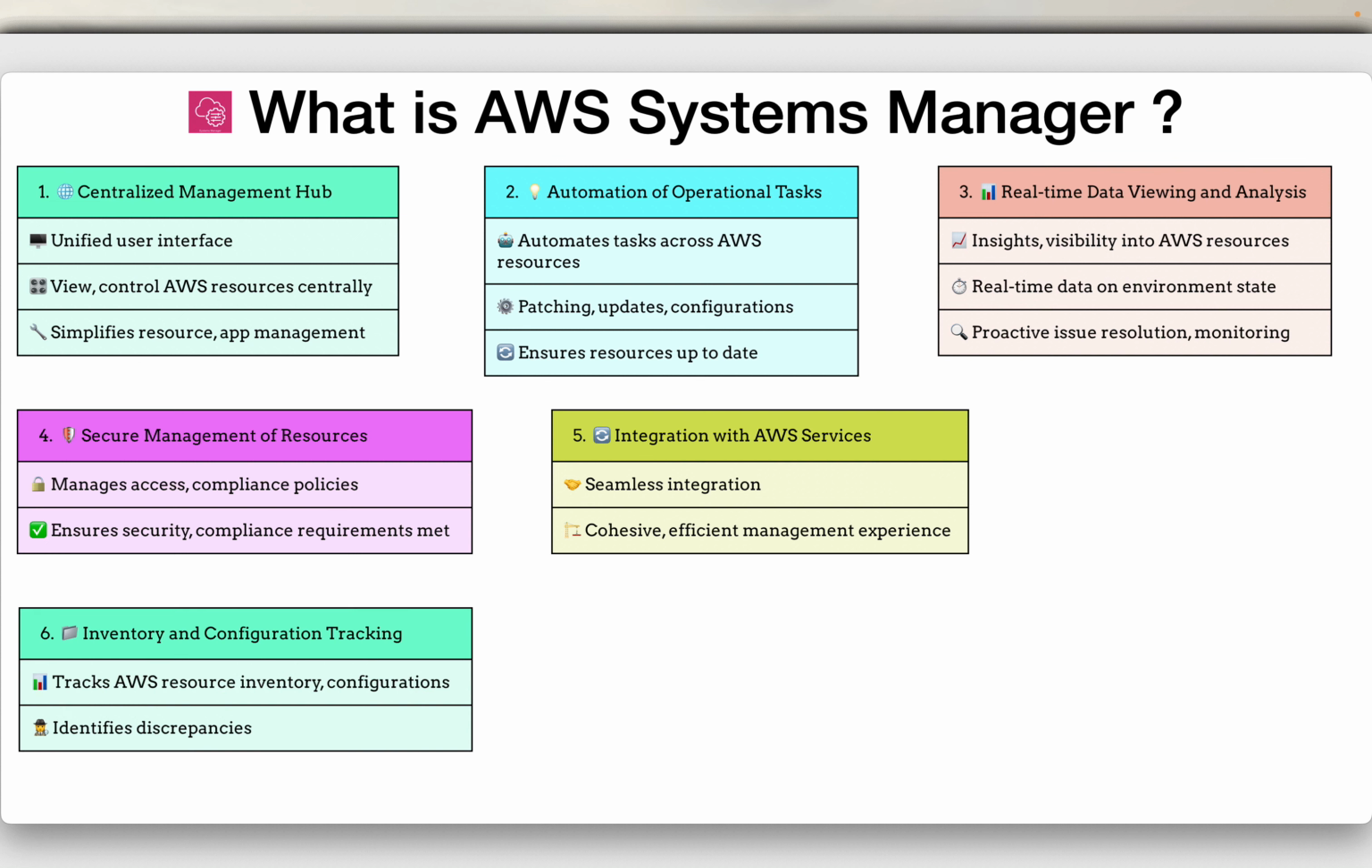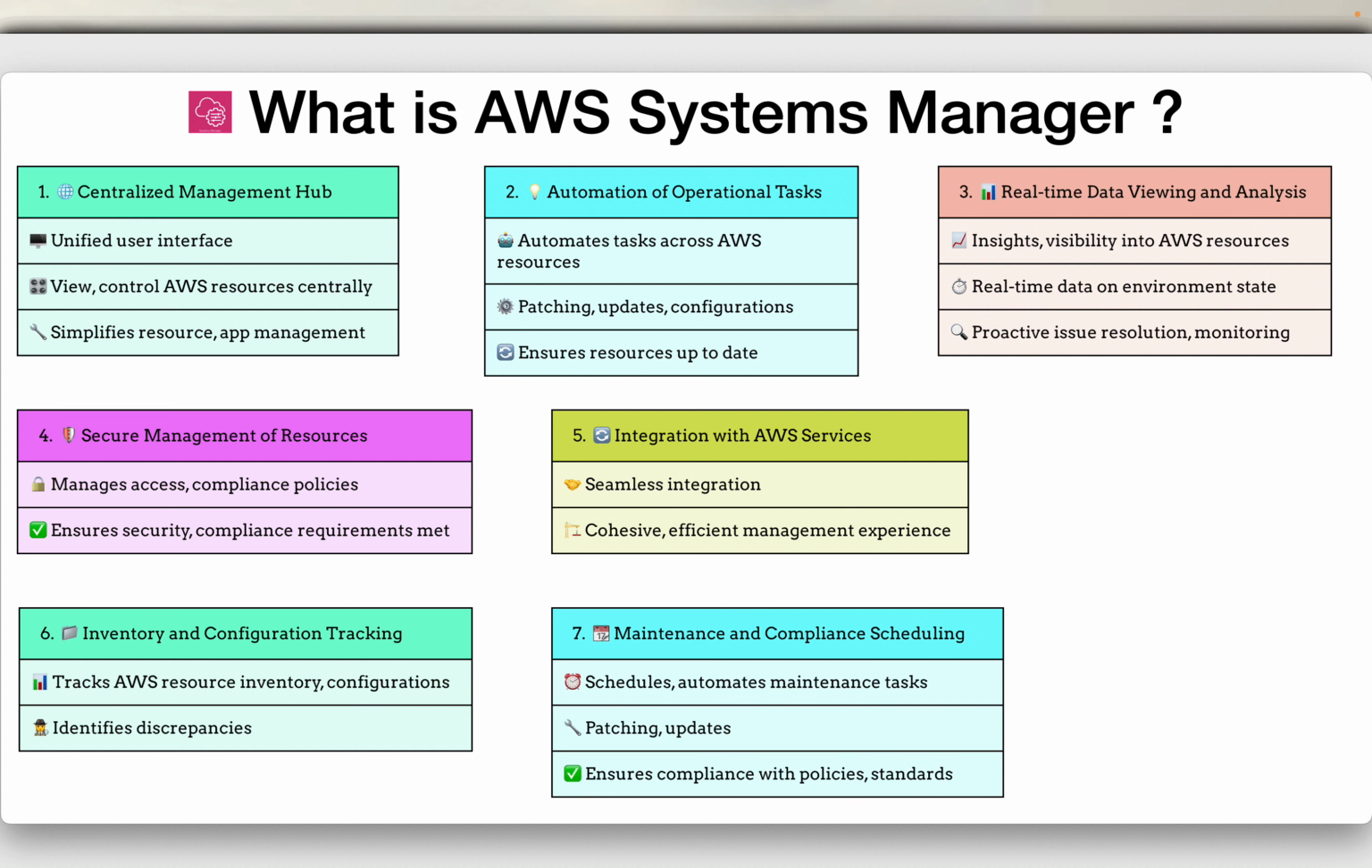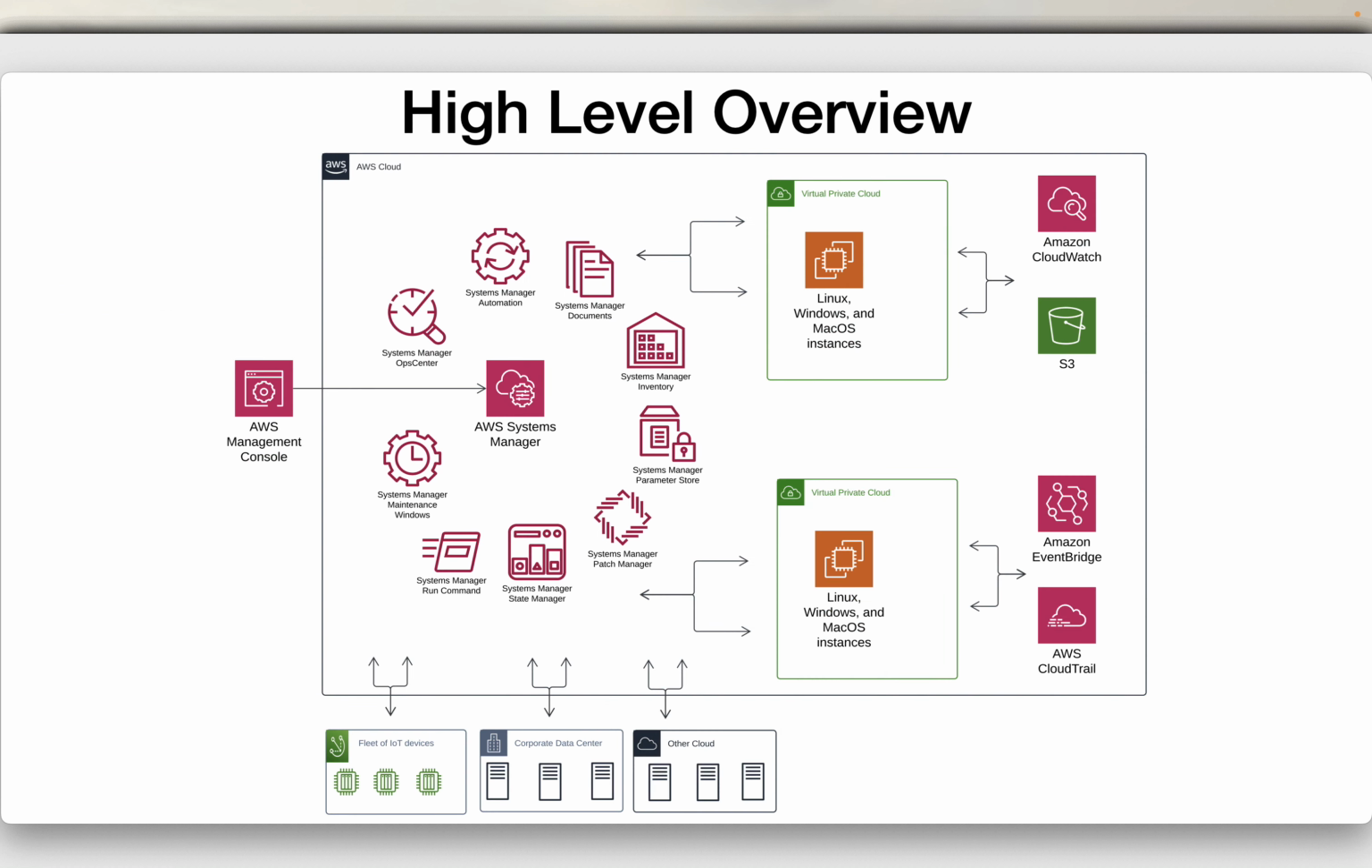It keeps track of your AWS resources, resource inventory, and configurations, helping you to manage your environment more effectively and identify discrepancies. Enables scheduling and automation of maintenance tasks such as patching and updates, and ensures your resources are in compliance with policies and standards. So this is a very high level overview of Systems Manager.